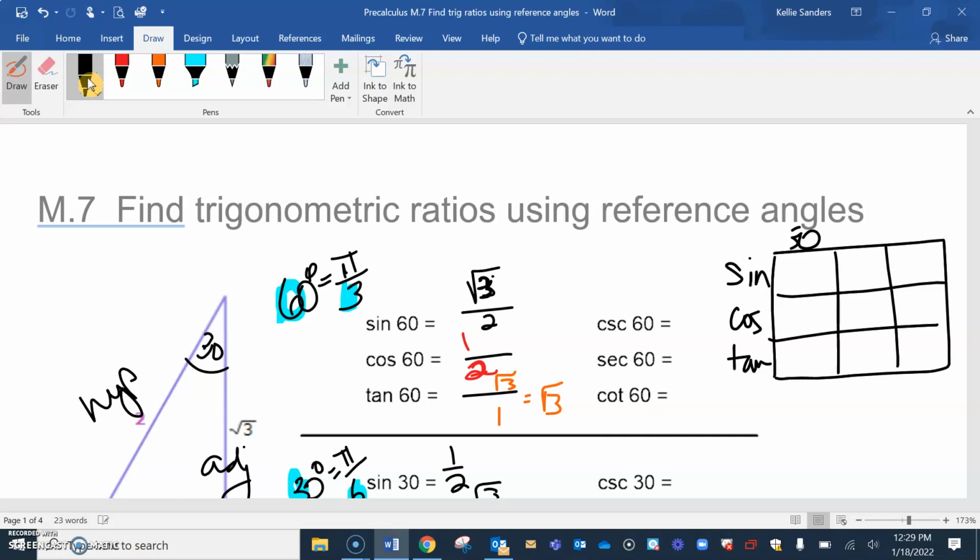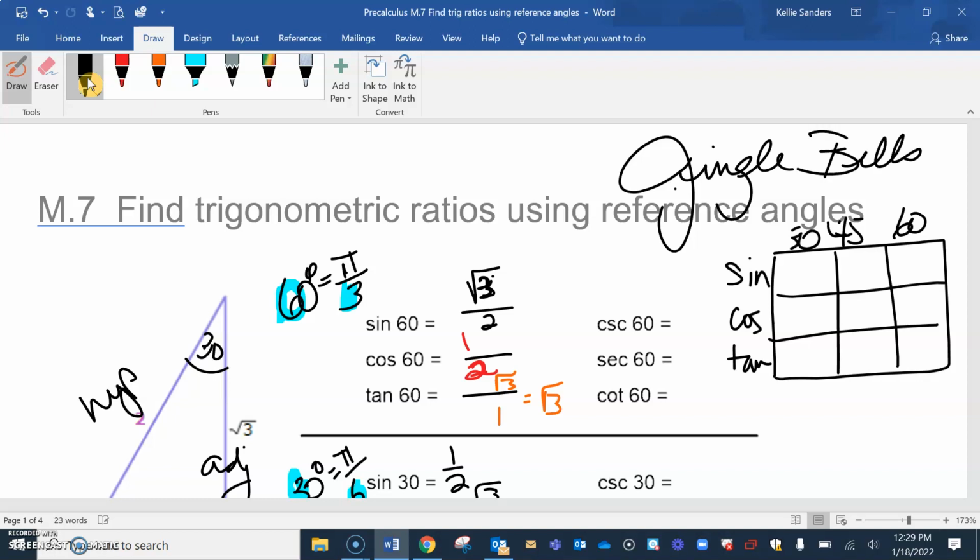30, 45, and 60. And then we sing Jingle Bells. Jingle bells, jingle bells, jingle bells, jingle all the way. Oh, what fun it is to ride in a one-horse open sleigh. All right, so we're going to do that, but we are going to use these reference angles.